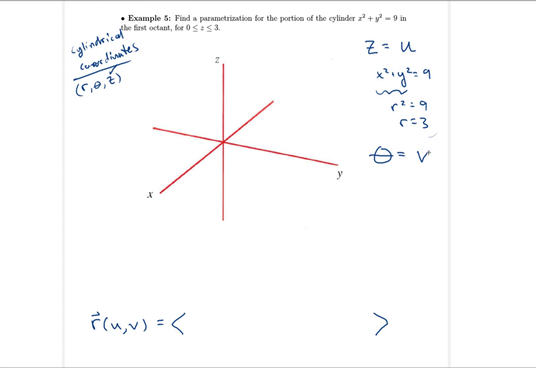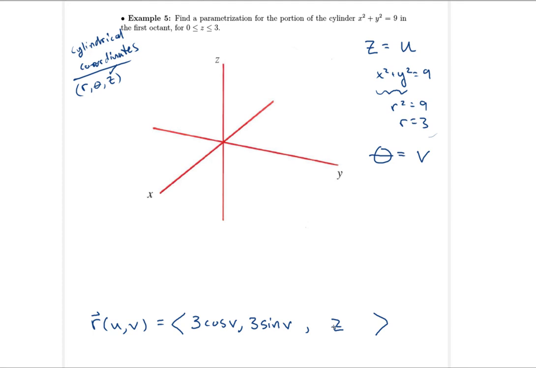So the x values on this cylinder are 3 cosine v, 3 sine v, right? This is just coming from r cosine theta, r sine theta. And then, of course, the z is free to be whatever it wants. So we just put a z right there.